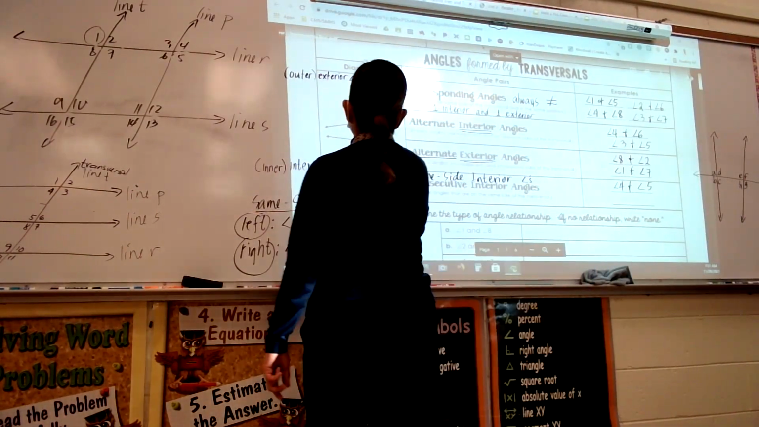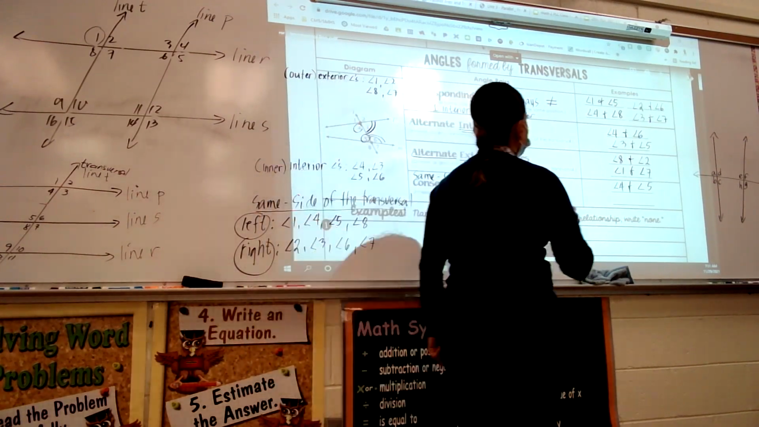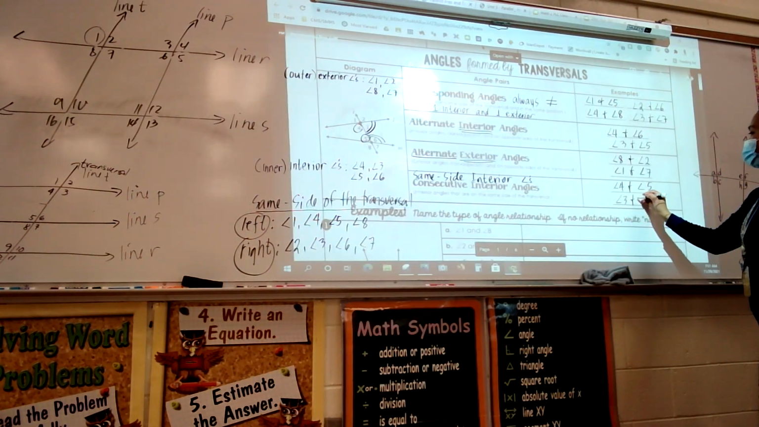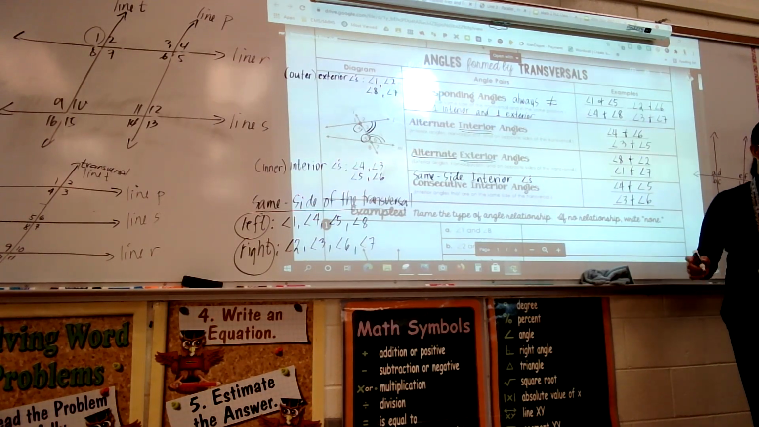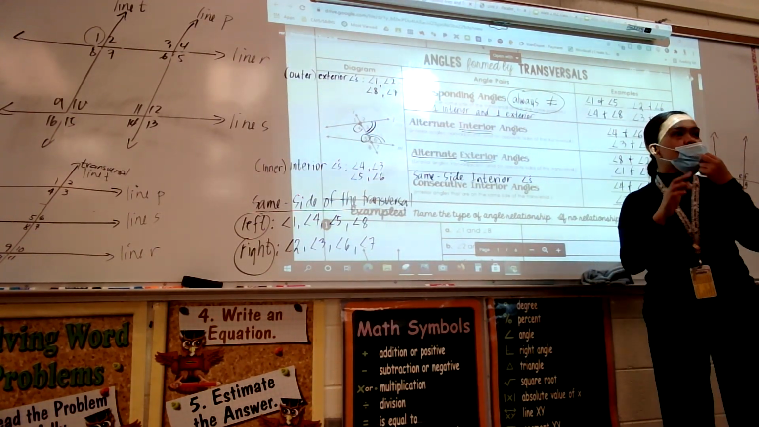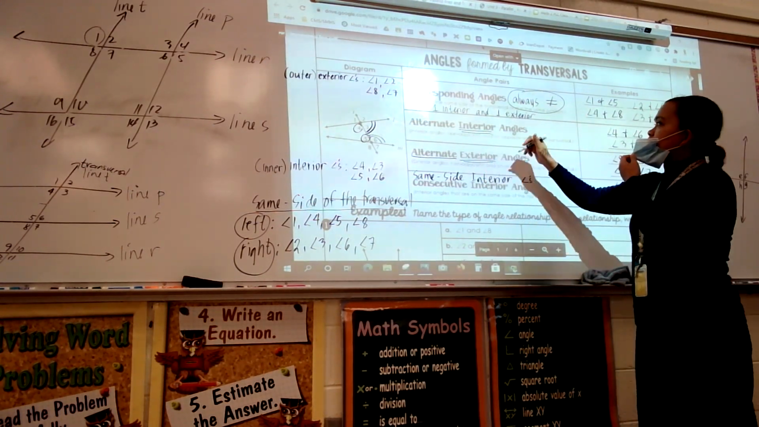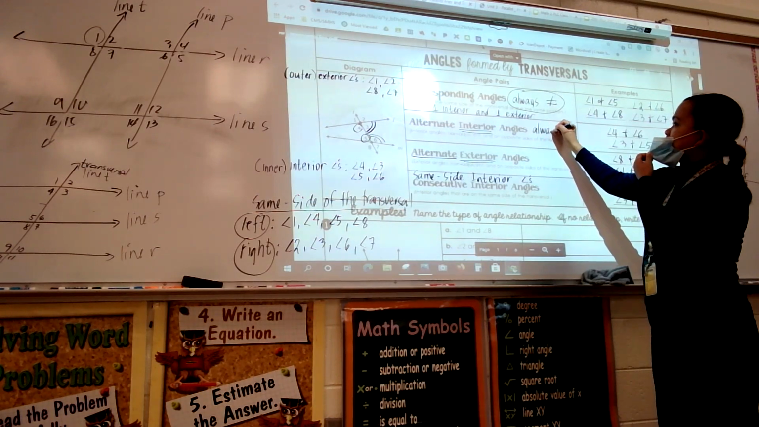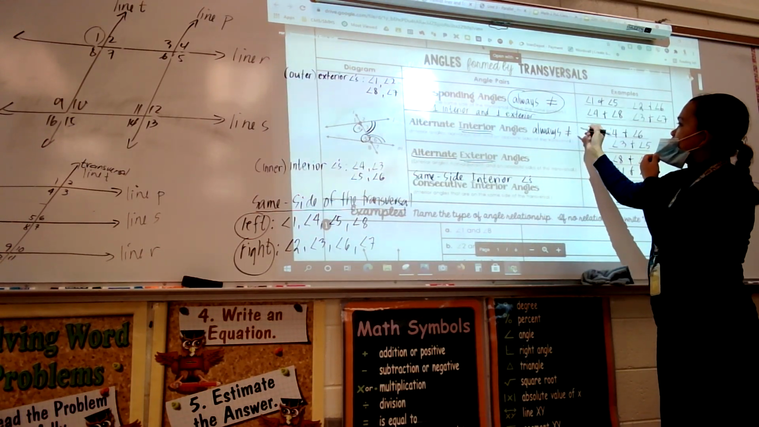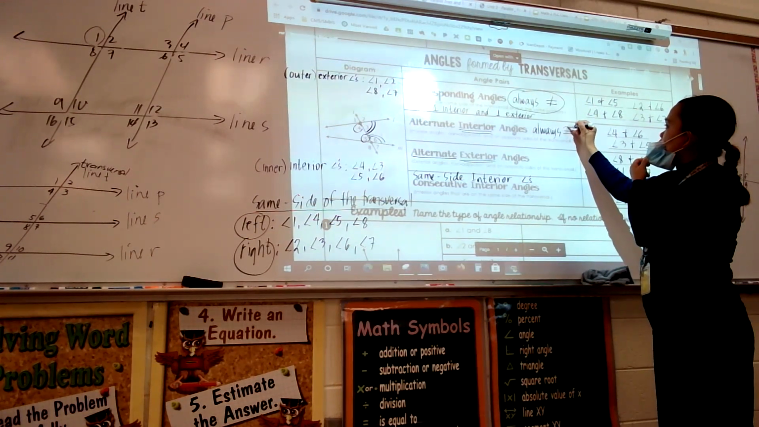Okay. Angle 3 and angle 6. There you go. Angle 3 and angle 6. Now, why did I stop checking how much they have in terms of value? Interior angles are always congruent. Okay? Congruent. Why congruent?